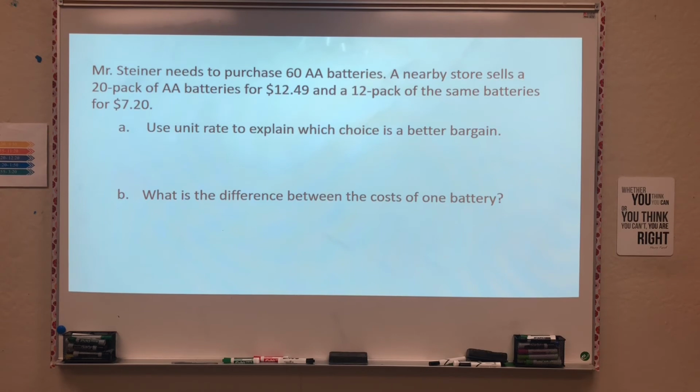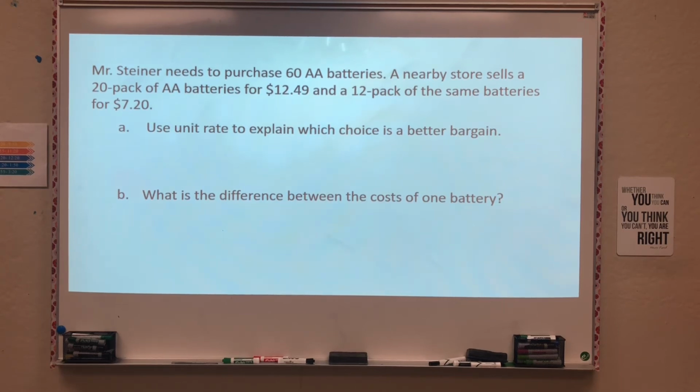Could he get to that 60 by buying the 20 packs? Oh yeah, you did the harder one, 20, 40, 60. So it doesn't matter which one he's buying. He can buy either one to get to the 60 batteries. He's going to have to buy multiple of either one regardless. Which one's going to be the better deal for him to buy multiple of? 20 pack. You figured out the 20 pack was the rate 0.62. You figured out the 12 pack was 60. So which one's going to be the better deal? 20 pack. Why?